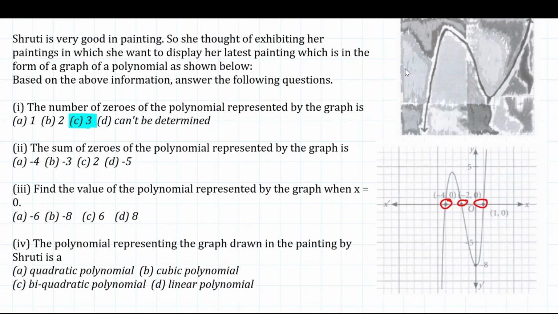Now looking at the next part, it says the sum of the zeros of the polynomial of this graph. So let's first find out the zeros. And what are the zeros? Zeros are the x-coordinates, right?